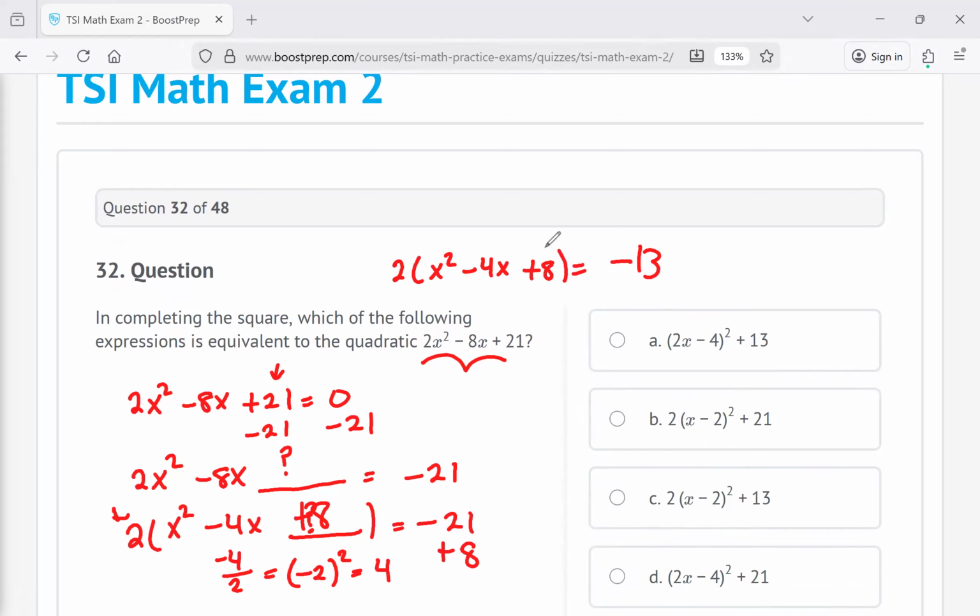And then what we're going to do is put this in factored form. It's like going backwards. So it's going to be x and then half of your b. Your b is negative 4, take half of that, that's negative 2, squared, equals negative 13. And then finally move this constant to the left by adding 13. So you get 2 parentheses, x minus 2 squared, plus 13. So that's letter C.